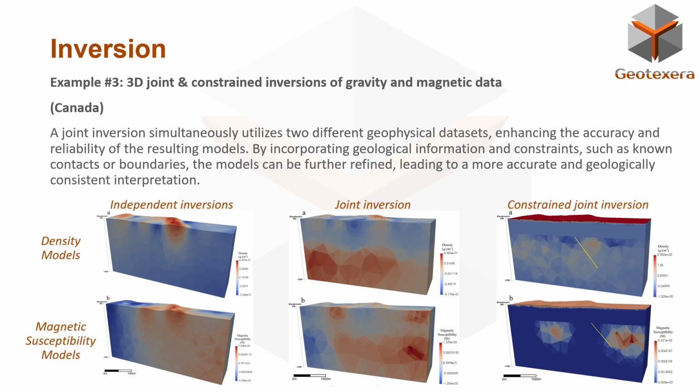You can see here on the top is the inversion results of the gravity data, which is the density model, and on the bottom, the inversion results of the magnetic data. We start from the left side. This is the independent inversion. If we stop with this, that's it. This is a very traditional and common method. But we didn't stop here.